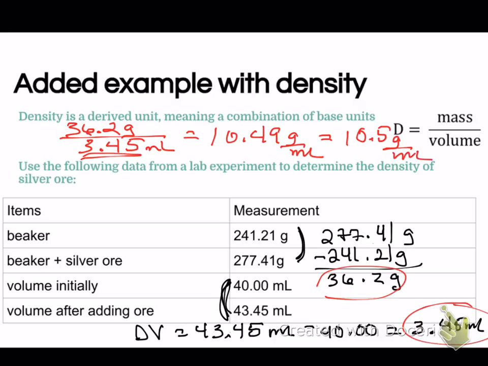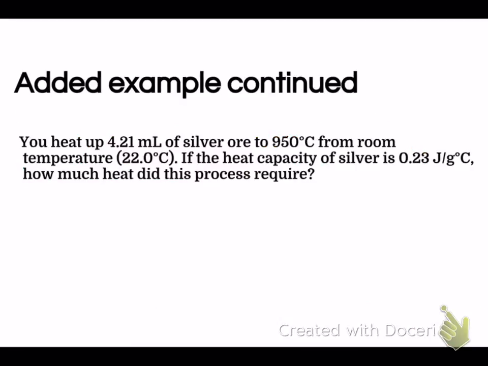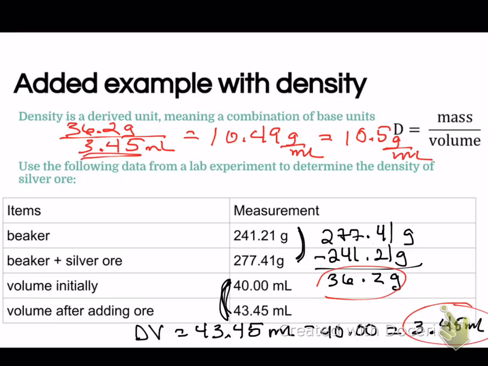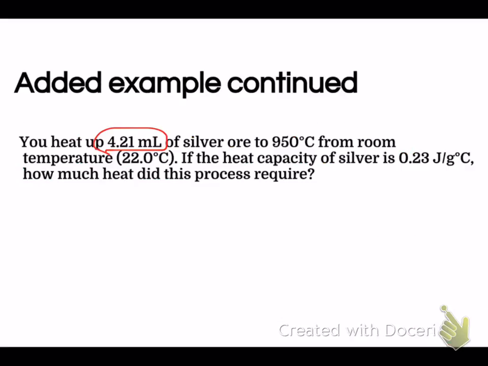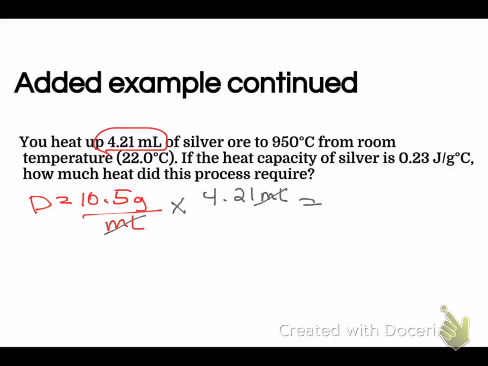grams per milliliter. Okay, so in this example, I heat up 421 milliliters of silver ore. So it's not the same sample as what I had before, but I know the density because I just calculated that. So the density is 10.5 grams per milliliter. Now what's interesting about density is that's just a relationship between one unit and the next. So in this case, mass and volume. So if I want to figure out how much mass of silver I have, I multiply by the volume, because that's how I can cancel milliliters on top, milliliters on bottom.